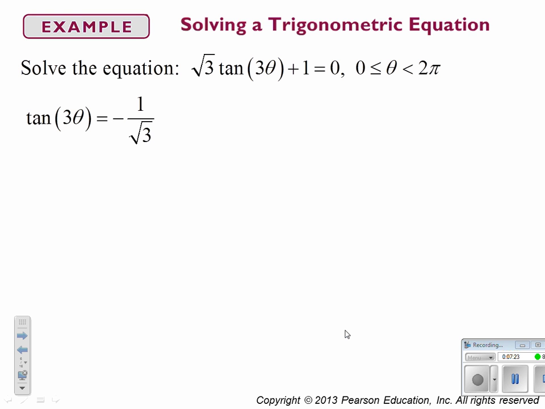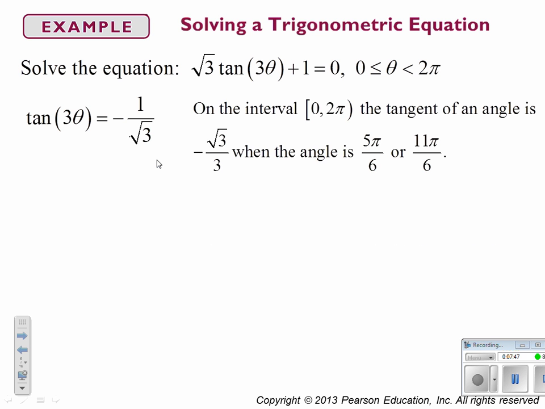We look at our unit circle and try to find all the angles that give me an output of negative 1 over root 3. It may not show up as negative 1 over root 3 on your unit circle. It may show up as negative root 3 over 3 if they rationalize the denominator. So when we look at our unit circle, that happens at 5 pi over 6 and 11 pi over 6.